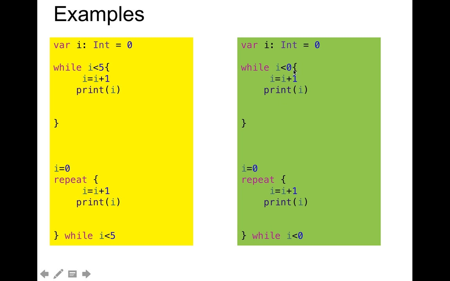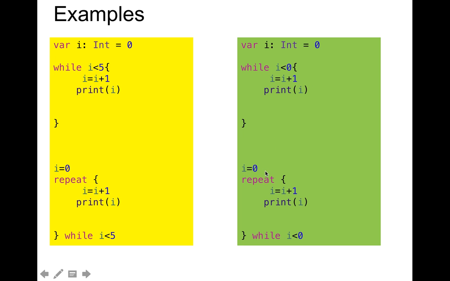Let's see another example. For this example, if i equals 0, then while i is less than 0. See here, because i equals 0, i is not less than 0. That means it does not satisfy the condition. So this statement will print out nothing.